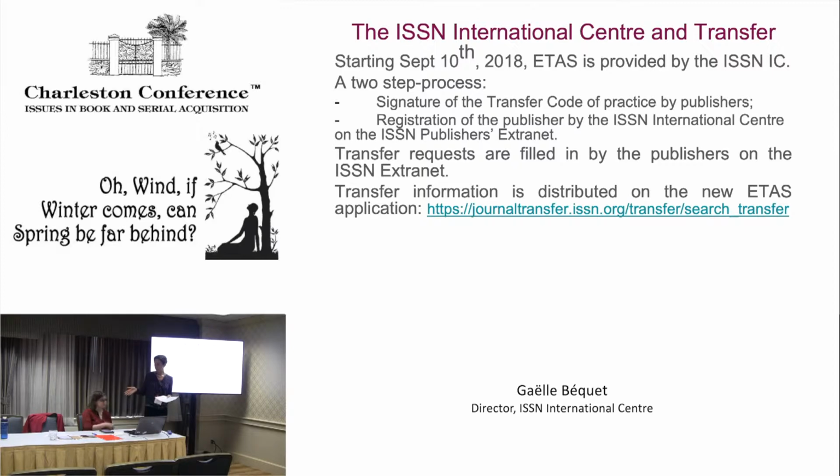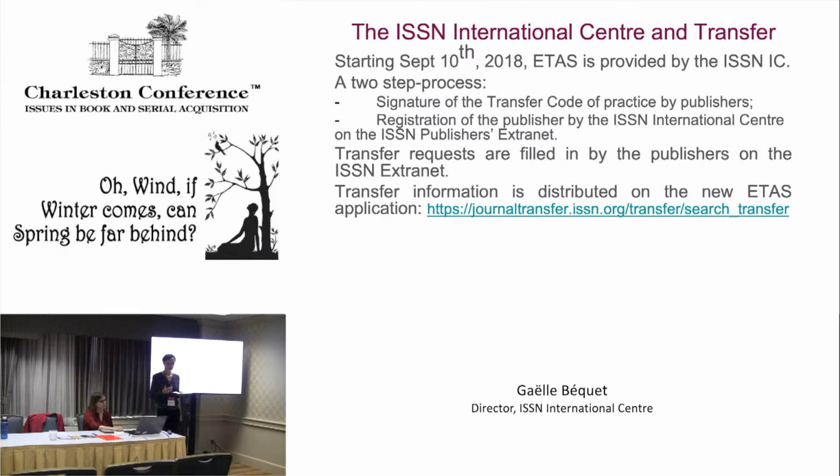The first step, of course, is to sign the code of practice. We only deal with publishers who have already signed the code of practice, and then we create their account on the ISSN portal. That's for free, and we deliver the password and the IDs, and then they can use this service to make the statement or to notify the community that a journal is going to change ownership.